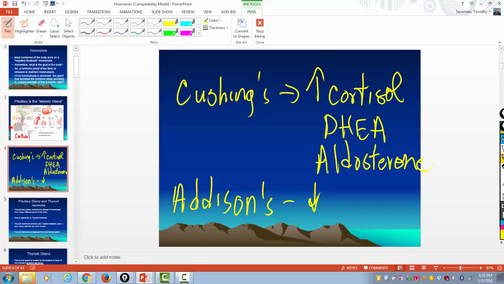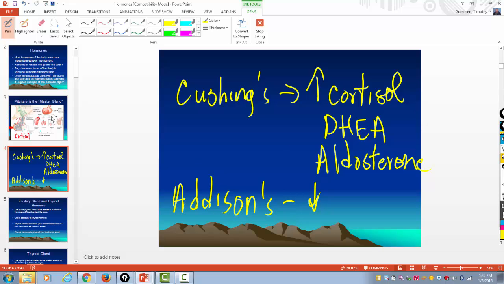So let me go first through the normal physiology of cortisol and the hormones of the adrenal cortex. If you understand that, then you'll understand if you have too much of those hormones or if you don't have enough. I'll get into the difference between primary and secondary in another video. But what I want to do is concentrate first on the effects of these hormones, and then on having too much or too little.